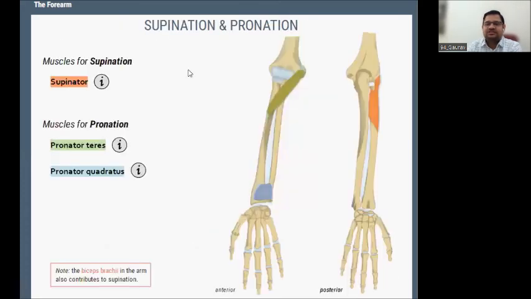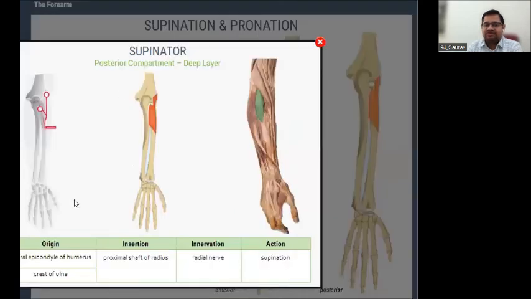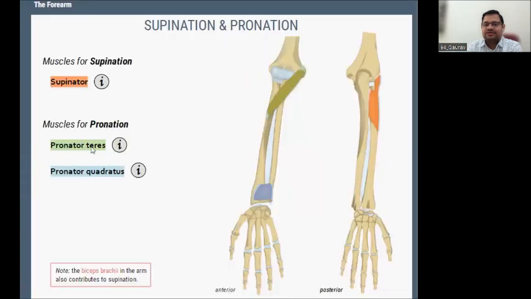Now supination and pronation, how are they done? The muscle of supination is the supinator first of all. As we have already seen, the supinator is in the deeper compartment, we have talked about it. Then the muscles of pronation are pronator teres and pronator quadratus. The biceps brachii in the arm also helps in supination. Remember like this: basically one for supination, two for pronation. For supination, the biceps brachii also helps somewhat, but it is not in the group of forearm muscles.